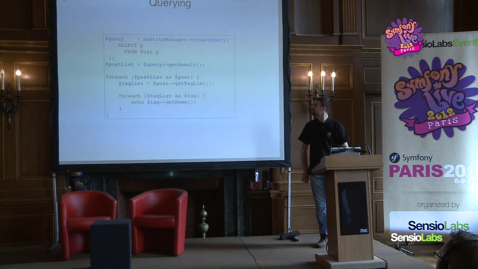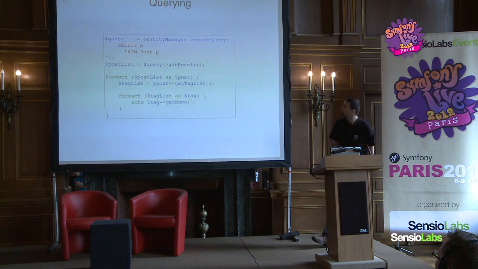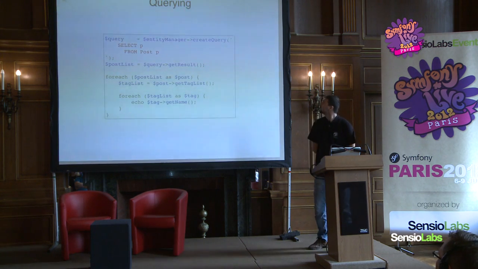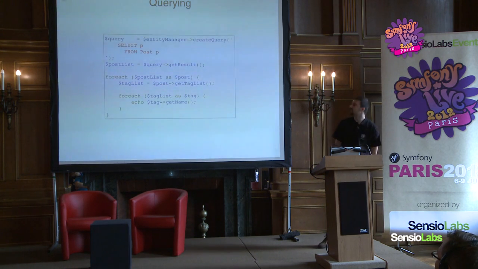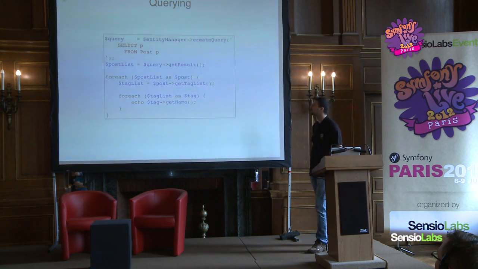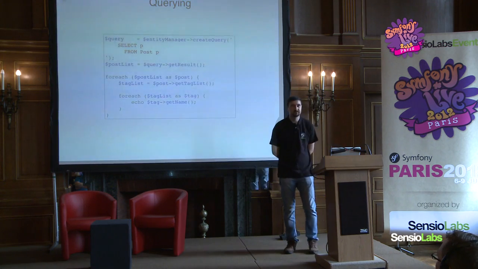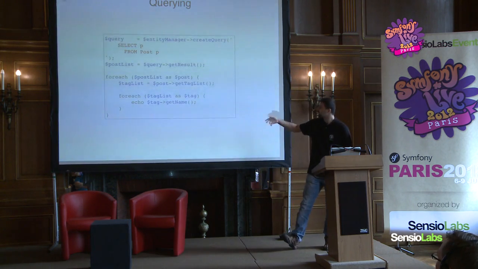So anyway, let's just get an example. So how can I execute the query? I create a query, I select the post, and then I get the list of posts. And then I iterate through all the posts, and I just decide to get the tag list. And then I just decide to get the name.